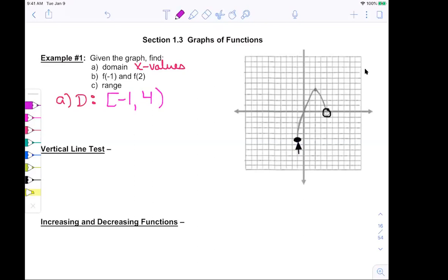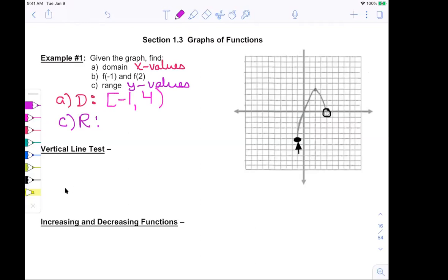All right, we're going to skip B and we're going to go to C, and we're going to find the range. The range would be the y values. When you look at the y values, we need to go from the bottom all the way to the top. So you're looking at the min versus the max, the lowest point on the graph we're given versus the highest point on the graph that we're given. That becomes our range.